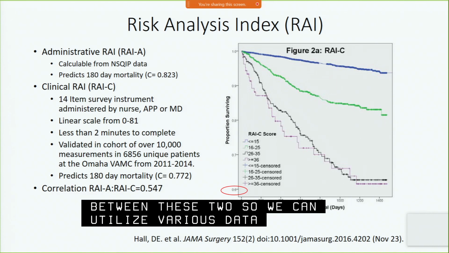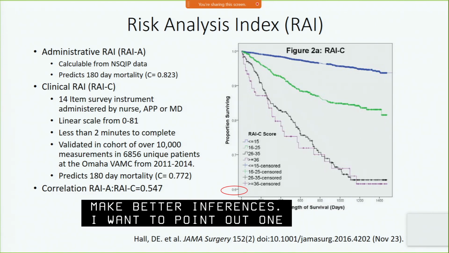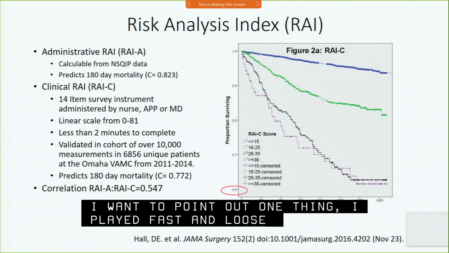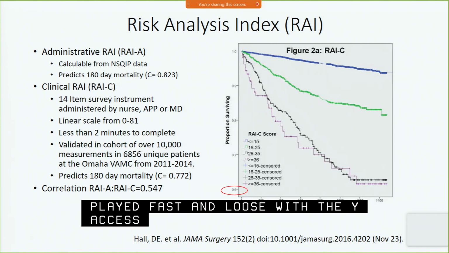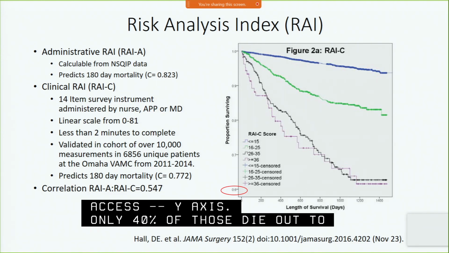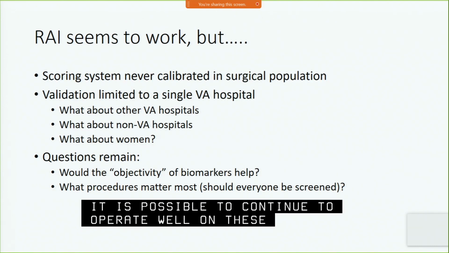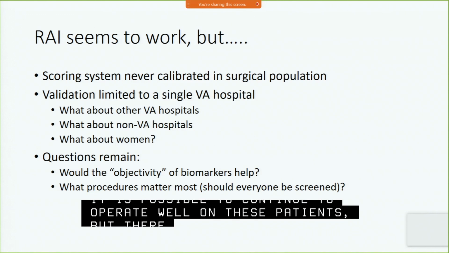I've played fast and loose with the y-axis. We can and we do operate even on the most frail patients in our clinics, and only 40% of those die out to about two years here. So it is possible to continue to operate well on these patients, but there is an opportunity for better patient selection. So based on that preliminary work, we had the understanding that the RAI seemed to work.